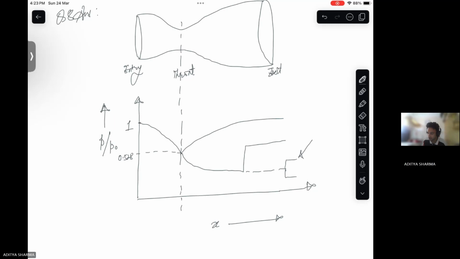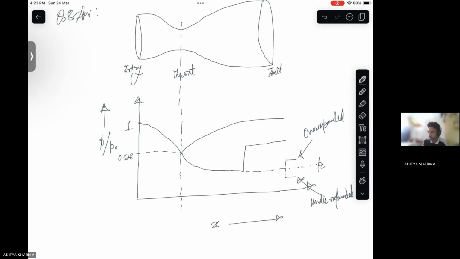This is over expanded. This is under expanded. This is under expanded case, right?